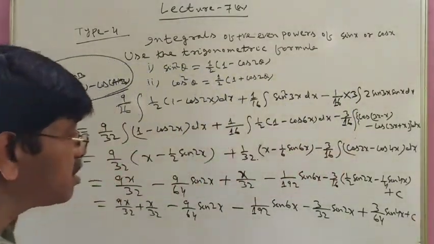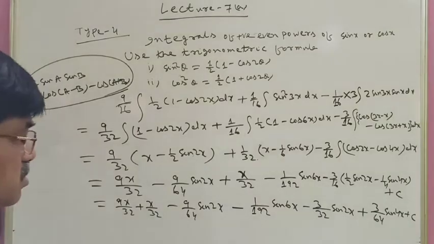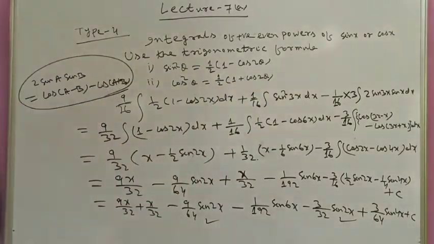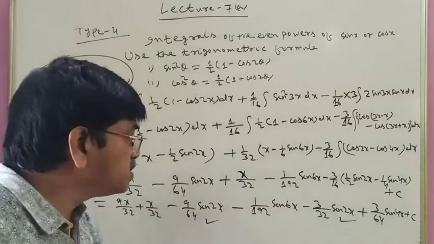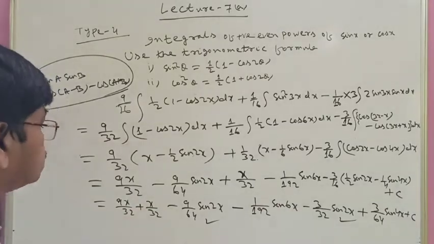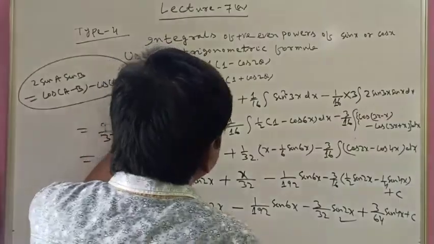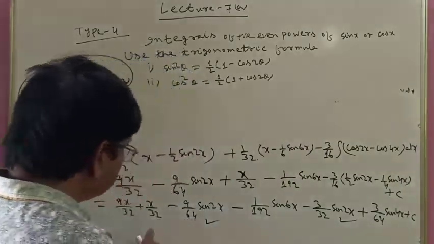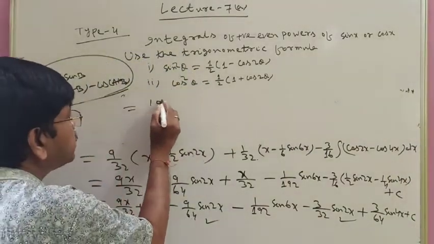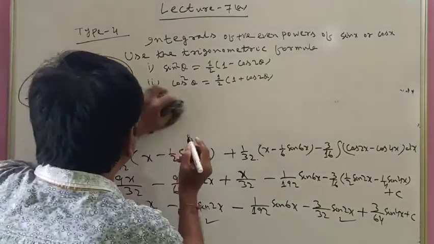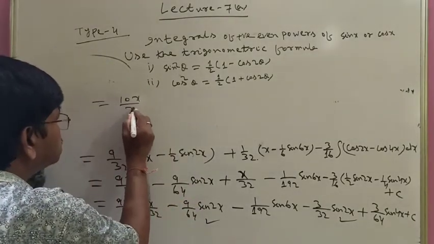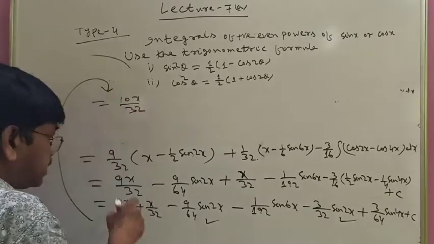Everybody clear? So let us gather the terms containing sin 2x. There is one sin 2x, there is another sin 2x, so these two can be added. These two are like terms. So after addition, this becomes 9x by 32 plus x by 32, that is 10x by 32. So it is 10x by 32.